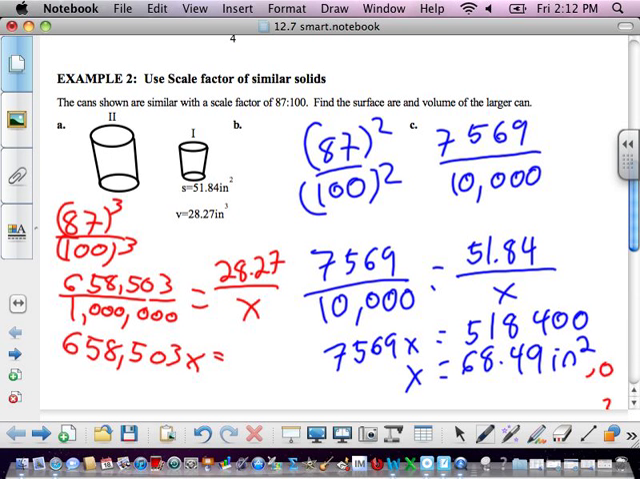sometimes they're big. When you cube something, it gets really big. 282,740 is 1. It's a million. 100 million would be 4 zeros. Divided by 658,503. And I get that the volume equals 42.93 inches cubed.